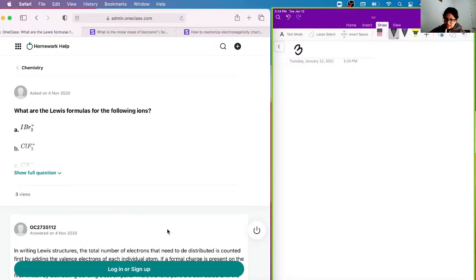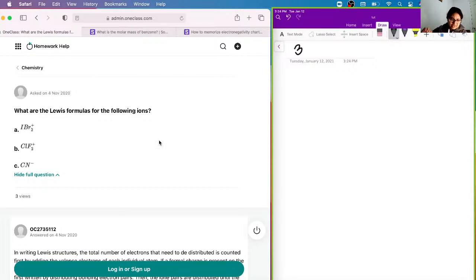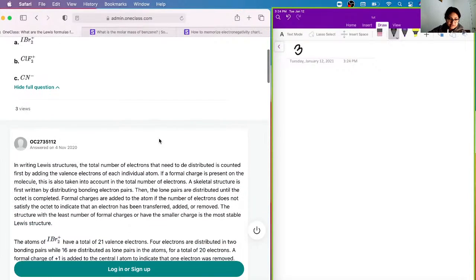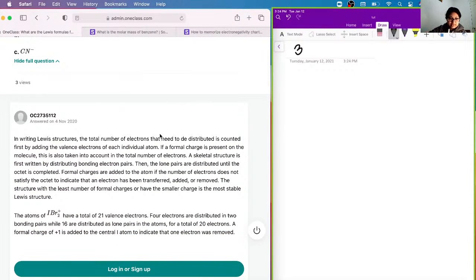Okay, so our next question says, what are the Lewis formulas of the following ions? In writing Lewis structures, we need to count the total number of electrons. What is stated here is that the total number of electrons that need to be distributed is counted first by adding the valence electrons of each atom. Then a skeletal structure is written by distributing bond electron pairs and then lone pairs, and lastly your formal charges will be added.